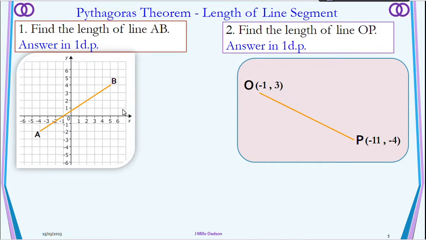When you have it on a graph like this, the first thing you need to do is to get the coordinates of the end points. So point A and point B, find the coordinates. So we have the coordinates. And you realize that each coordinate point will have x and y component.